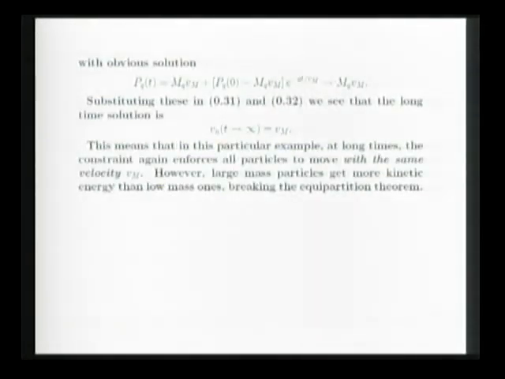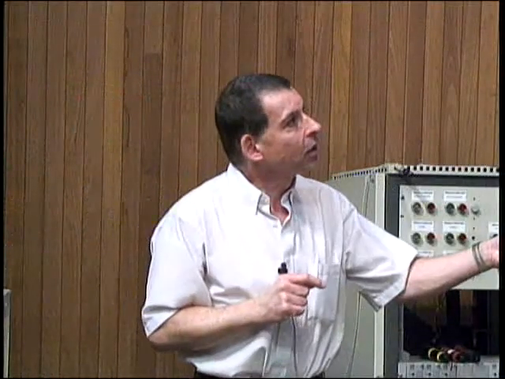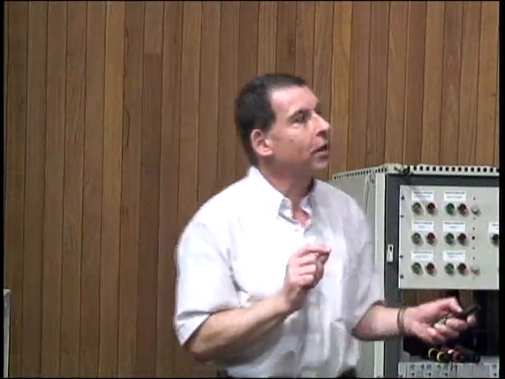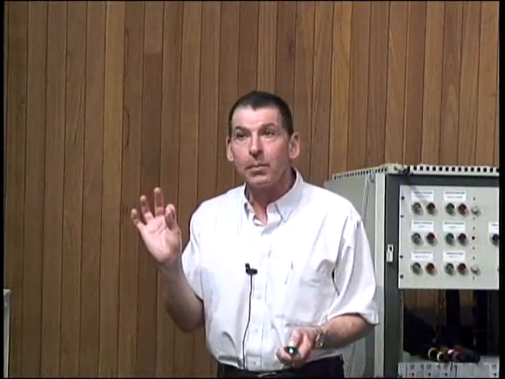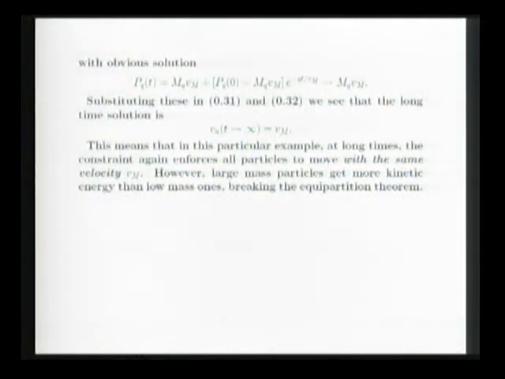And what you see is that in the long-term limit, Vn of t again goes to Vn. So surprisingly enough, even if the particle masses are different, at long time, the constraint again enforces all particles to move with the same velocity Vm. But this is not the same thing as equipartition of energy because they all have different masses. So the energy is unevenly distributed among the particles. So that's a curious result, but it breaks the equipartition theorem. So that's kind of a cute thing.